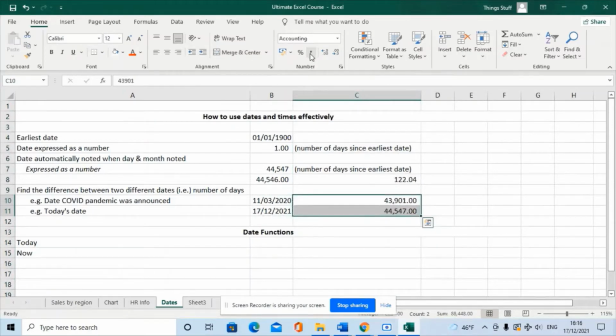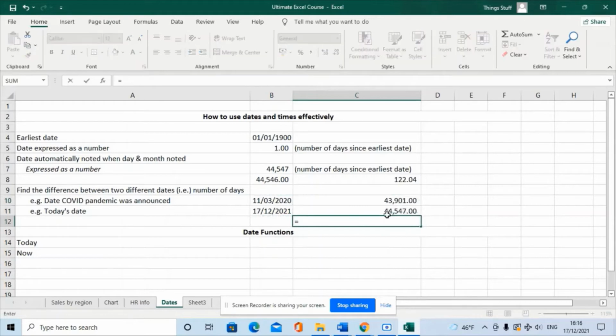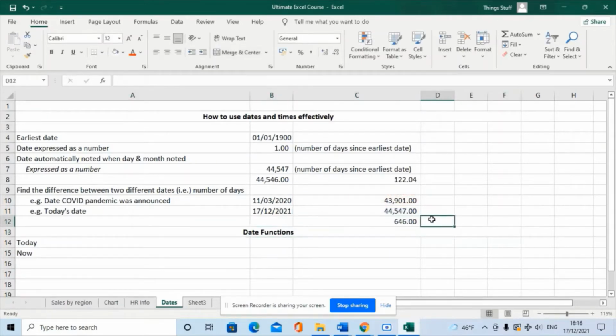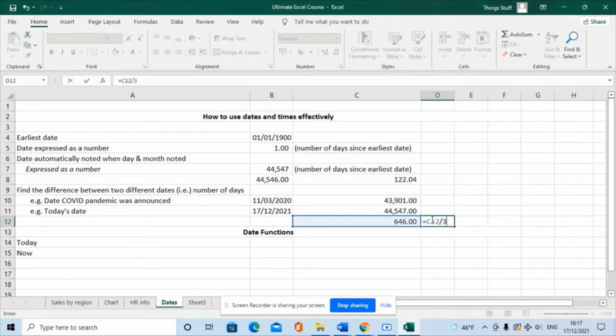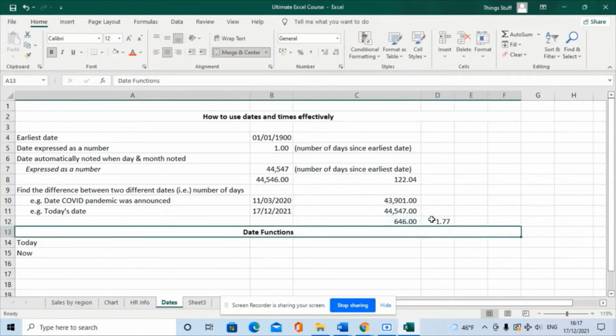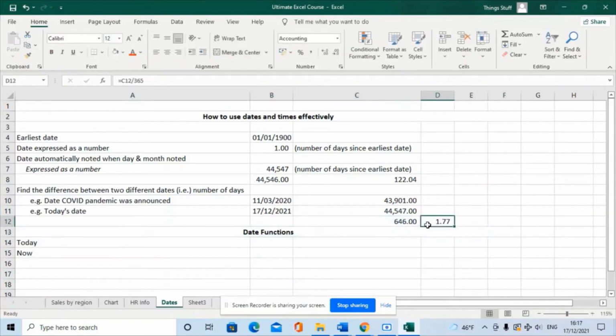We convert them both into numbers. The second date is today's date. So we convert them to numbers, and we do the bigger date minus the smaller date, which gives us a total of 646 days since the pandemic was declared. If we want to convert that into a year, roughly divided by 365, that shows that the pandemic has been going on for 1.77 years. Almost 2 years.